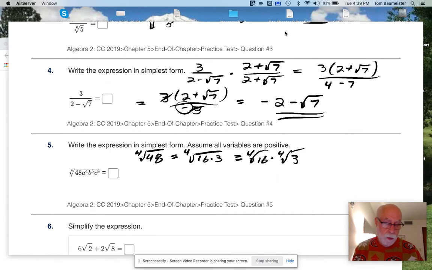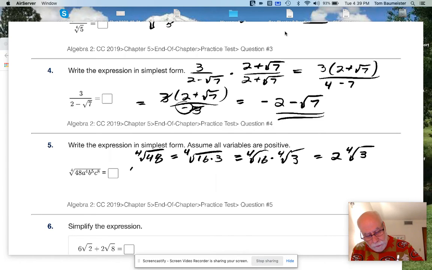And again, 2 times 2 is 4, times 2 is 8, times 2 is 16. So the fourth root of 16 is 2. So on that one right there, we're going to have 2 times the fourth root of 3. All right. Now, on the other ones, kind of use it however you want.